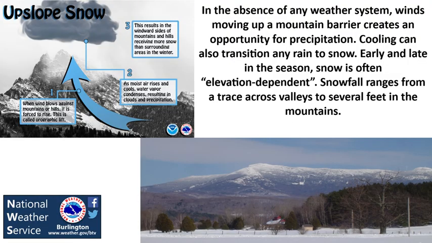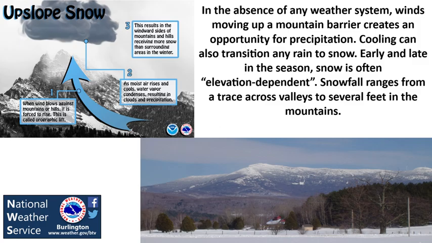Upslope snow occurs as a result of air flowing up the mountain summits. In the absence of any weather system, winds moving up a mountain barrier creates an opportunity for precipitation. Cooling can also transition any rain to snow, so early and late in the season, snow is often elevation dependent. Snowfall can range from a trace in the valleys to several feet in the mountains.